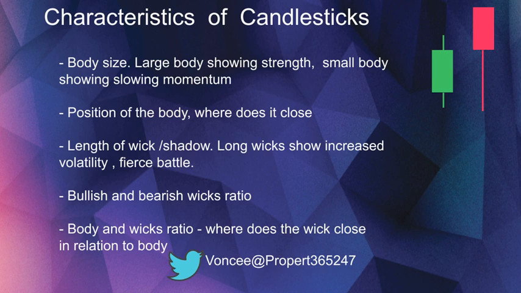Oh, there's a misspelling there. It will be quite volatile. So yeah, it's correct. Sorry, it's me trying to talk too fast. Anyway, bullish and bearish again, the wicks ratio, the body and wicks ratio. So you want to know these wicks, is it making the MI too volatile or not? So you need to be aware of that.